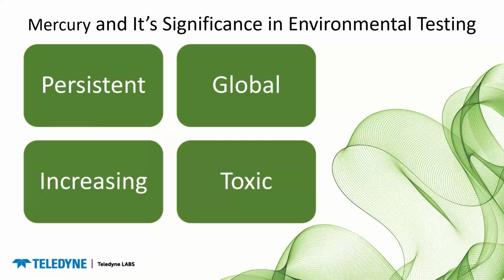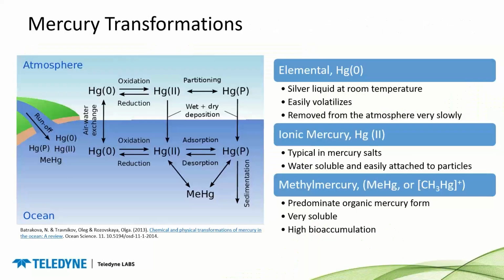We also know that mercury emissions are increasing, largely due to anthropogenic activities such as the mining industries and the burning of fossil fuels. While it's common knowledge that mercury is a toxic heavy metal, its toxicity is largely dependent on its speciation, and that's where testing comes in. Environmental testing plays a role in establishing if samples have any mercury, what species are present, and at what concentration.